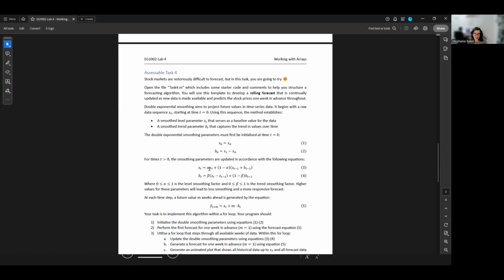You'll also notice in these that there are parameters of alpha and beta. Those are smoothing factors. There are some defaults given in the task sheet. You're welcome to tweak them, but they control how responsive it is to new versus old data.